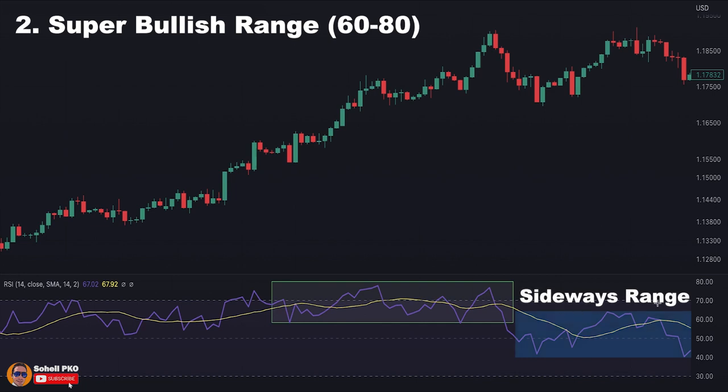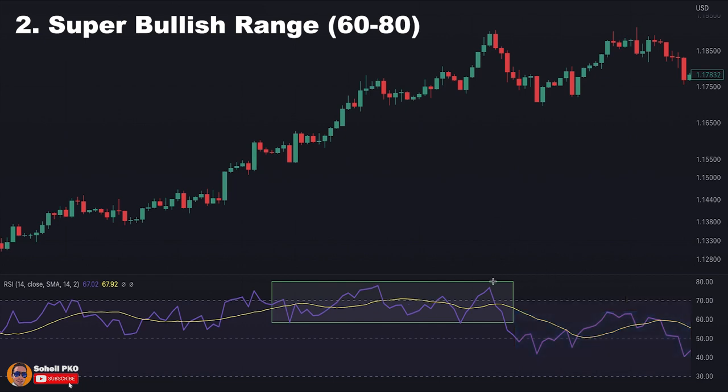And here we have another type of RSI range, which is called the sideways range. I'll explain about this later if you are listening to me carefully. So now you get the point of what RSI range shift is all about, shifting from one range to another range. I'll talk more about this later, don't worry.